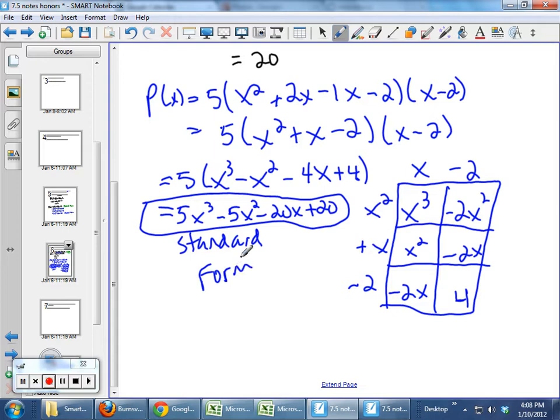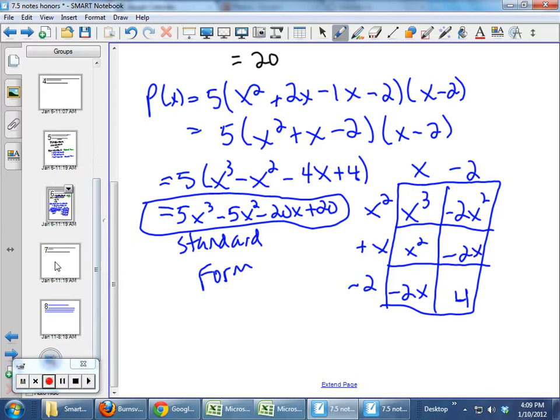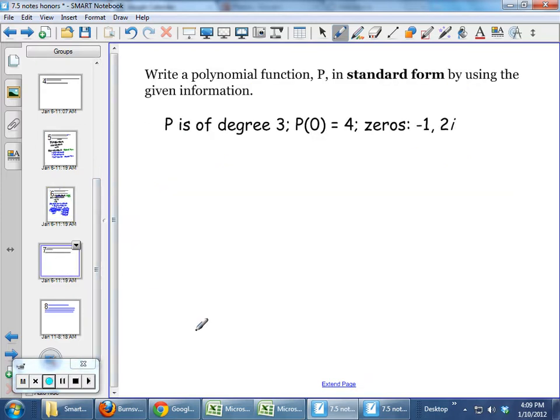Great. So 2 down, 1 to go. This last one is going to throw a little bit of a loop in here, so this one's a little bit different. It says, write a polynomial function p in standard form. So this time they're just asking for standard form by using the given information. It's degree 3, p of 0 is 4, and the zeros are -1 and 2i. So this time it's going to have an imaginary root at 2i.